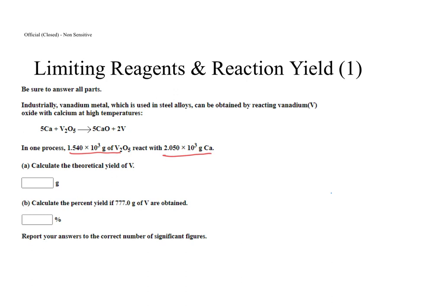yield of vanadium. So first of all, because we are not told whether there is any limiting reagent and which one of it is the limiting reagent, we have to first find out which is the limiting reagent. So to do that, let's first find out the moles of vanadium oxide and calcium. So moles equals to mass divided by MR.